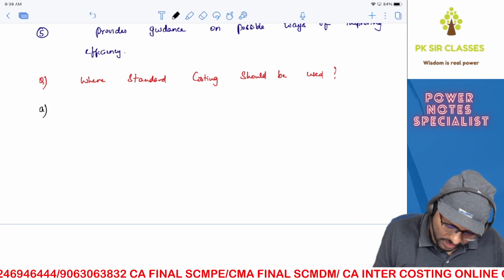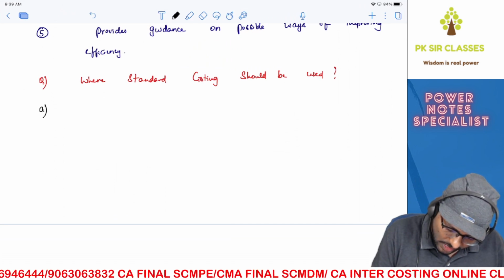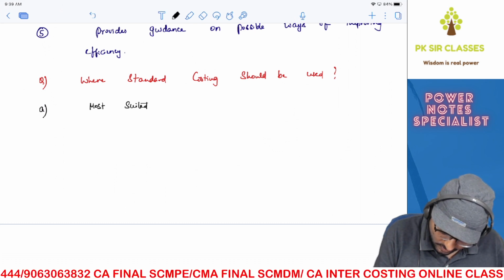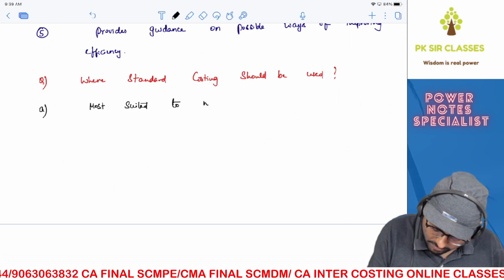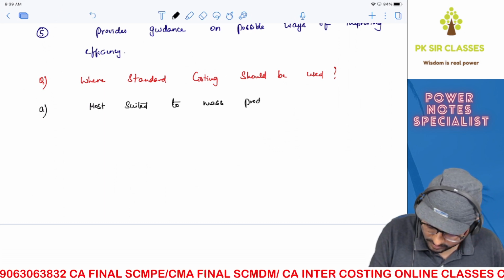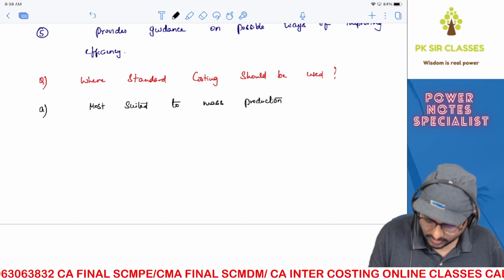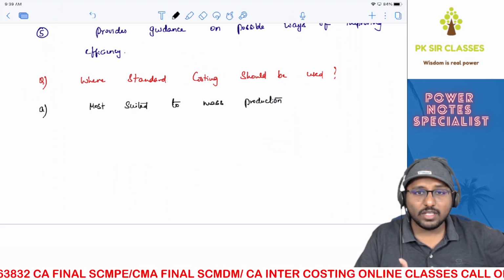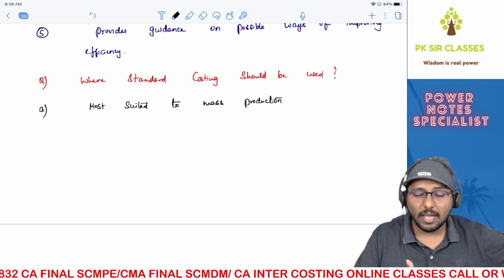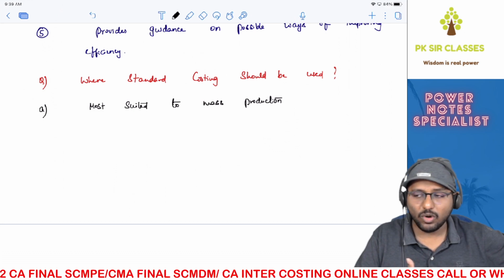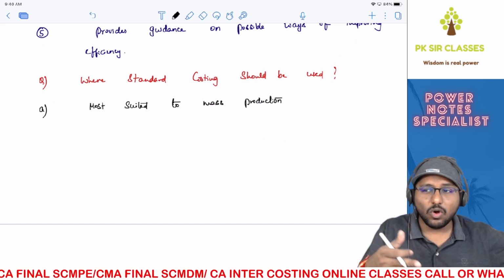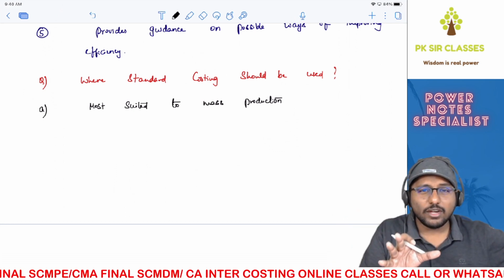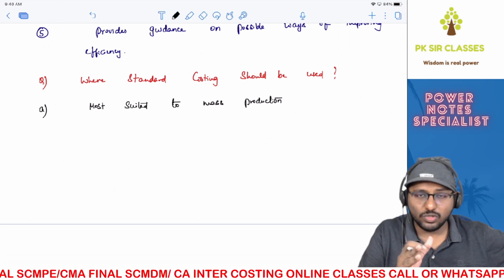The answer that you need to understand is that standard costing is most suited to mass production. I'll explain later. The brief idea is that whenever there is a repetitive process, repetitive ways of manufacturing a particular product, where you can estimate or expect the cost that you're going to incur, those are the kinds of industries where standard costing will be more suitable.